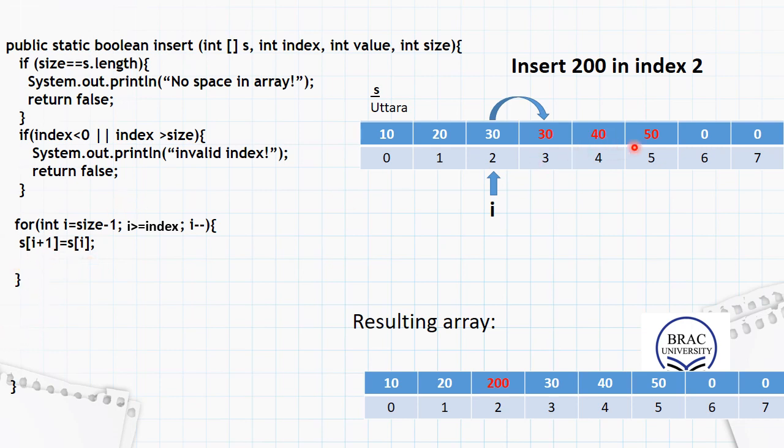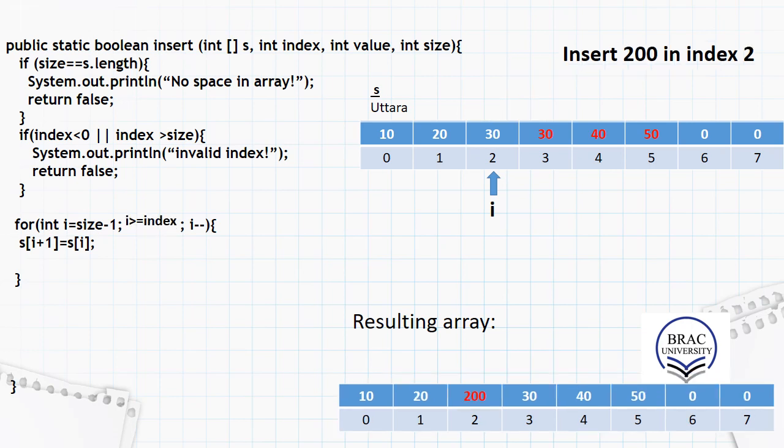And this is only the shifting part. I still have to insert the value in the appropriate index. So after this loop, we should insert the value. I want you guys to write this line on your own where the value will be inserted. Now that I have done my shifting, I will insert the value in index 2. So can you try to write the code over here to insert the value 200 in index 2?